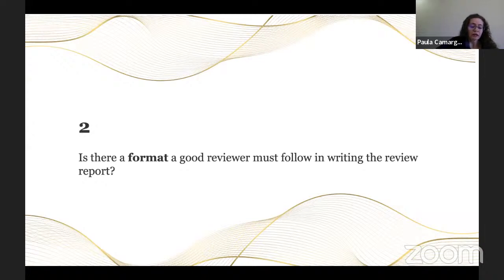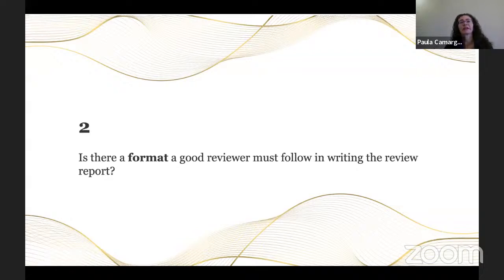So when writing the specific comments, it's very important to specify exactly the point of weakness and where in the paper. It's not uncommon to receive reports where you just don't know what the reviewer is talking about. So where is this in the paper? So be very specific. Don't leave the author with the question, what does this comment mean?